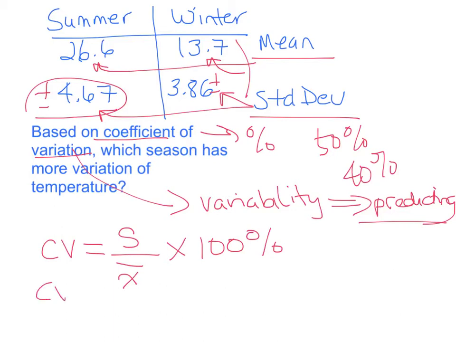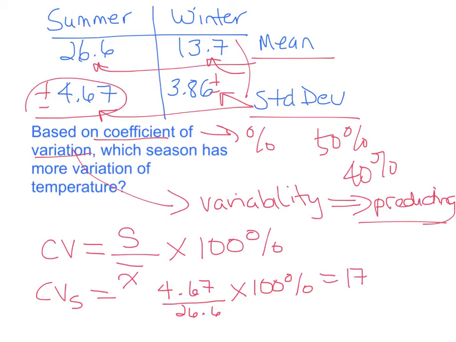So for the CV for summer, I'm going to take my standard deviation, so the 4.67, and I'm going to divide that by the mean, which was 26.6, and multiply that by 100%. So if I take 4.67 and divide that by 26.6, I end up with the decimal 0.1755639. Then I multiply that by 100%, and sticking to 2 decimal places as we've been doing for the test, I end up with a variation of 17.56%. So that's the variation for summer.